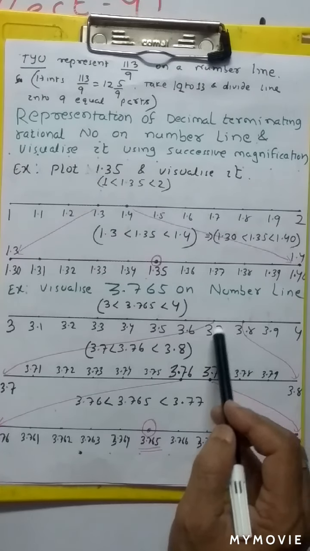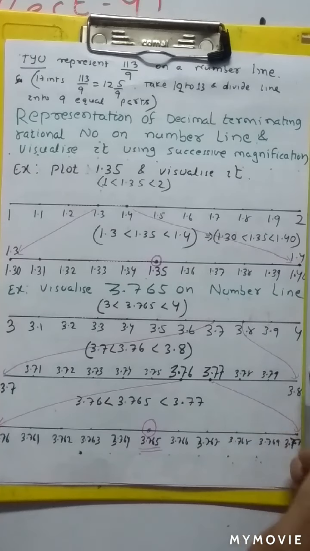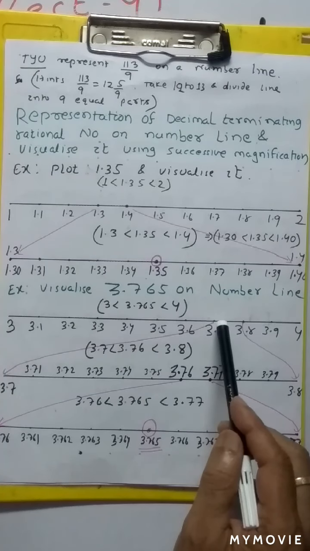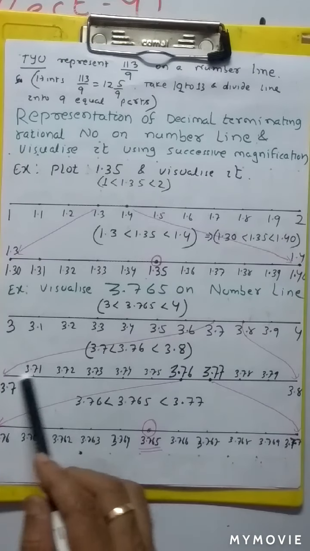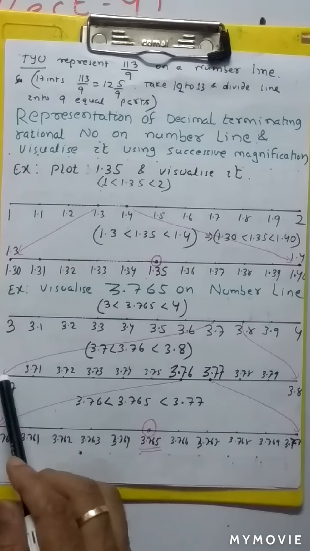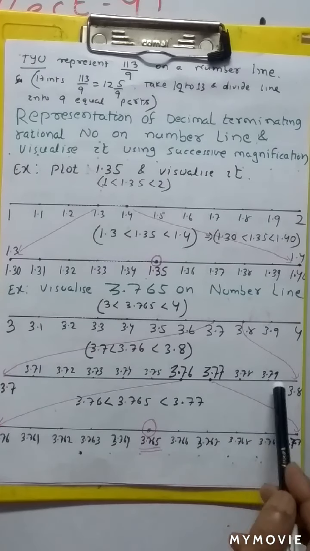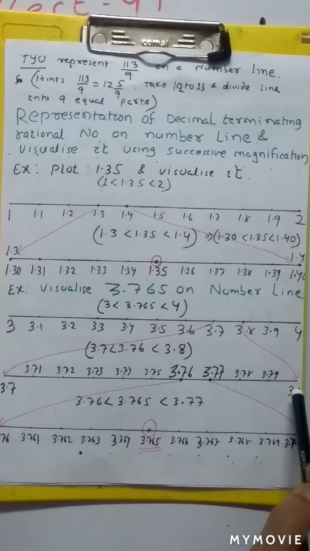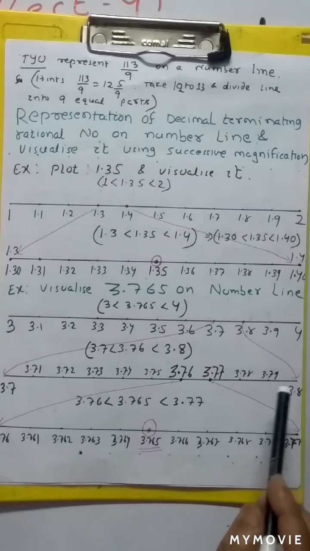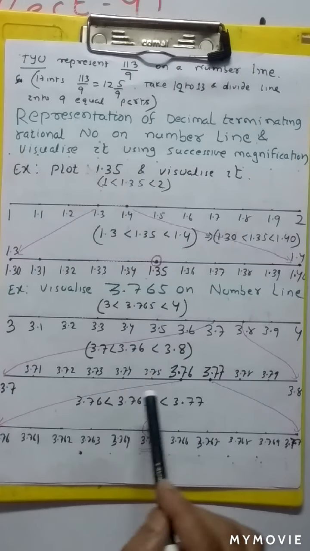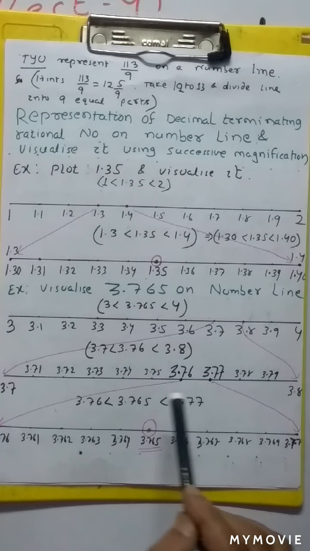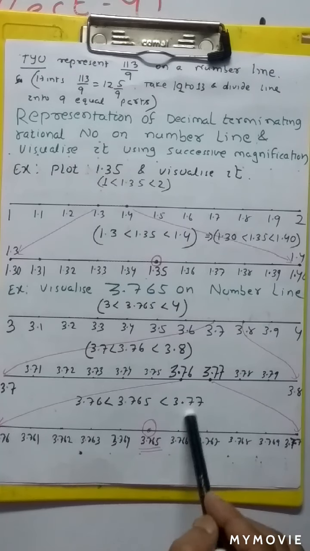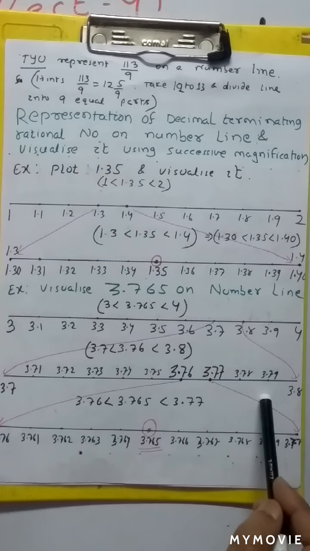So how will we magnify? You see this is 3.7, this is 3.8. By using a microscope, we can extend this line 3.7 to 3.8 into a bigger line. Now divide this line into 10 equal parts. So each part will be how much? What is the gap? The gap is 3.8 minus 3.7, which is nothing but 0.1. If we divide it equally into 10 parts, each part will be how much? 0.1 divided by 10, which is equal to 0.01.